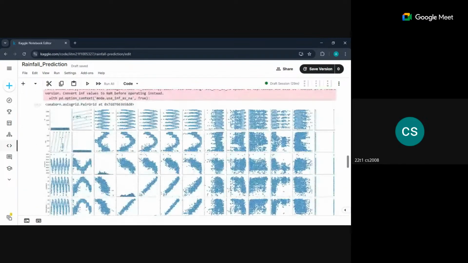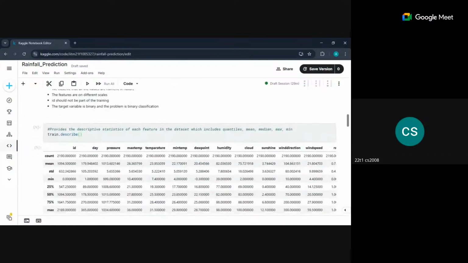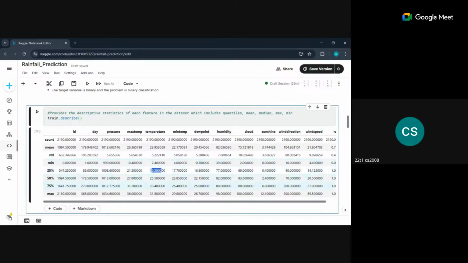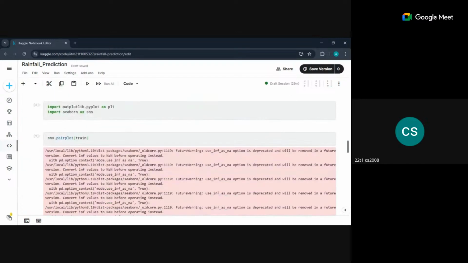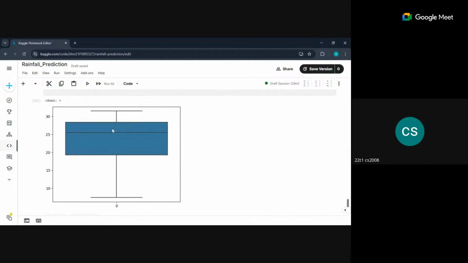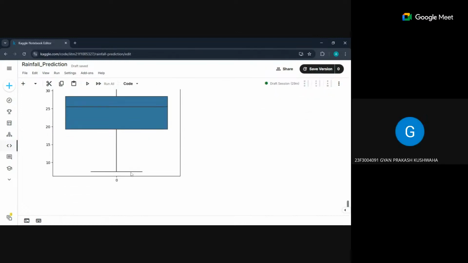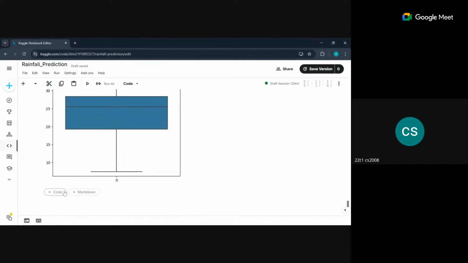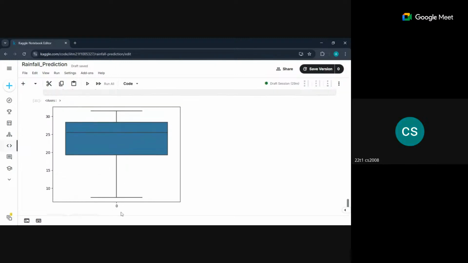We can verify this with what we saw in df.describe. For temperature, the 25th percentile is below 20 and the 75th is just below 30. Maximum is 31, minimum is 7.4, which is kind of what we end up seeing here. Sir, can you plot a distribution plot for more understanding of the skewness of the data? You want to see the distribution of the dataset?